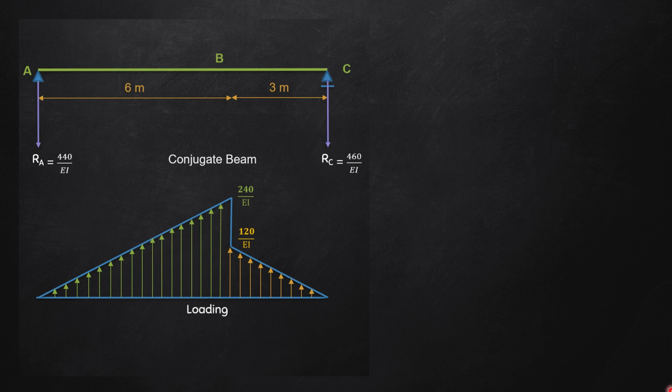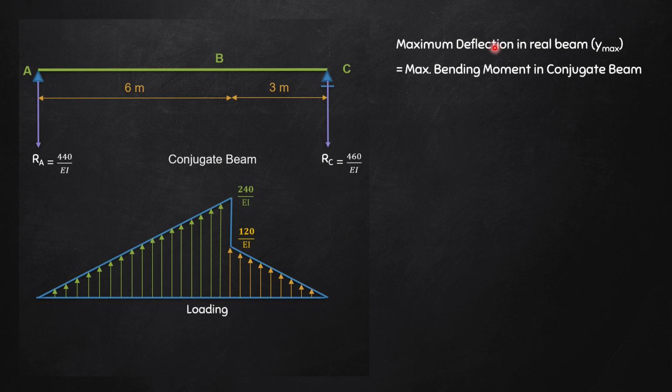Now we have been asked to find out the maximum deflection in the real beam, that means Y max. Do we know where the maximum deflection will be? We don't know. But we know one thing, that since deflection in the real beam is equal to bending moment in conjugate beam, therefore maximum deflection in real beam will be maximum bending moment in the conjugate beam. And where does maximum bending moment occur? Maximum bending moment occurs where the shear force is zero. So maximum bending moment in conjugate beam occurs where the shear force is zero.